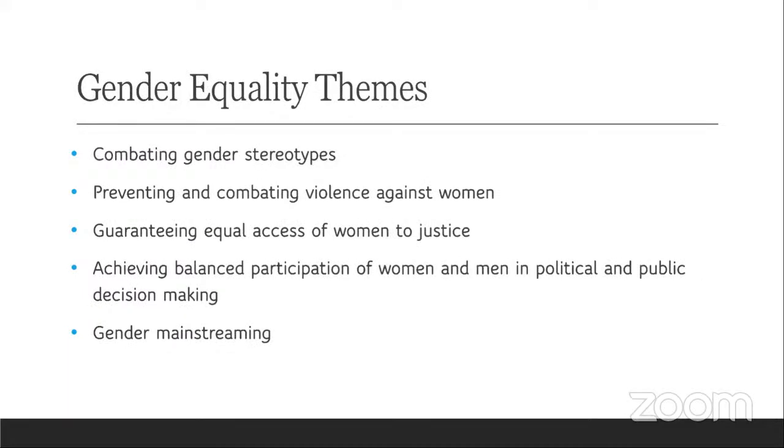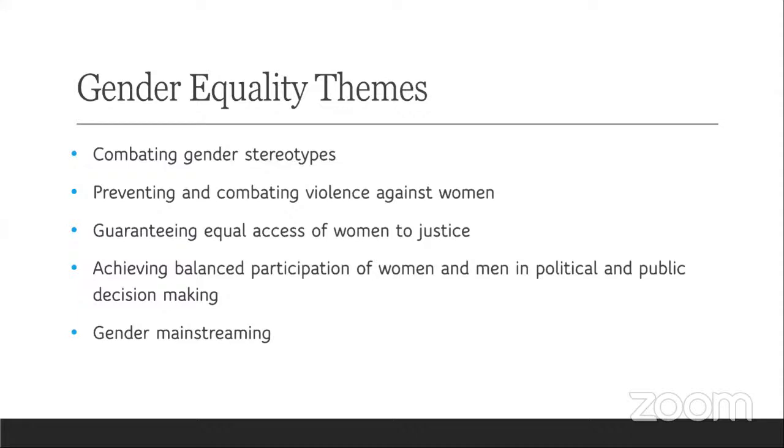So some of the gender equality themes are combating gender stereotypes. Gender stereotyping presents a serious obstacle to the achievement of real gender equality and feeds into gender discrimination. Gender stereotypes are preconceived ideas whereby males and females are arbitrarily assigned characteristics and roles determined and limited by their sex. Preventing and combating violence against women. Violence against women is the most common violation of women's human rights. And legal reform, there needs to be legal reform. And then guaranteeing equal access of women to justice.